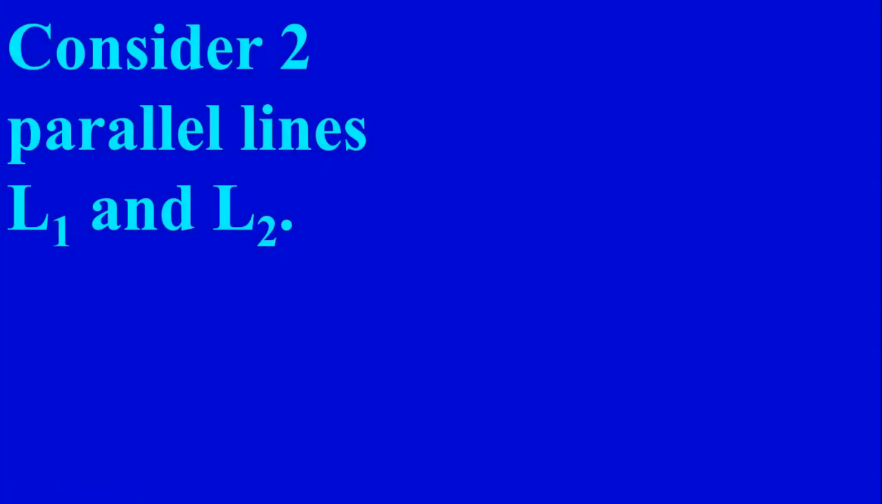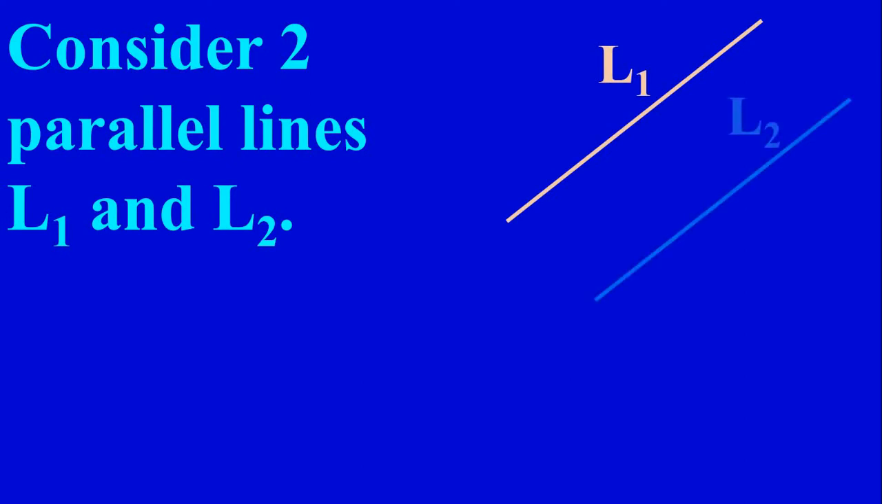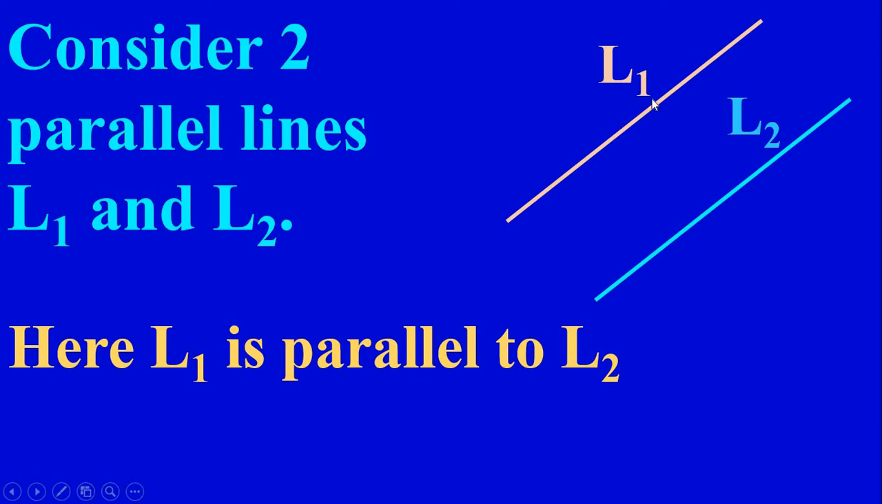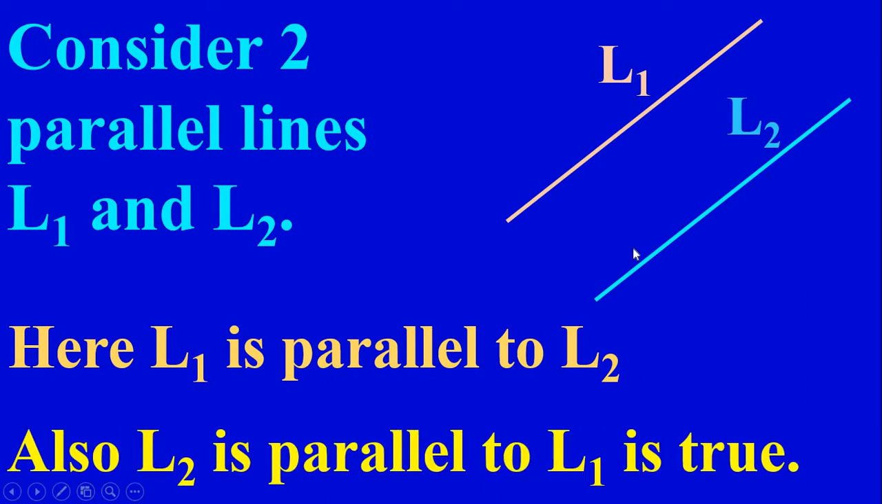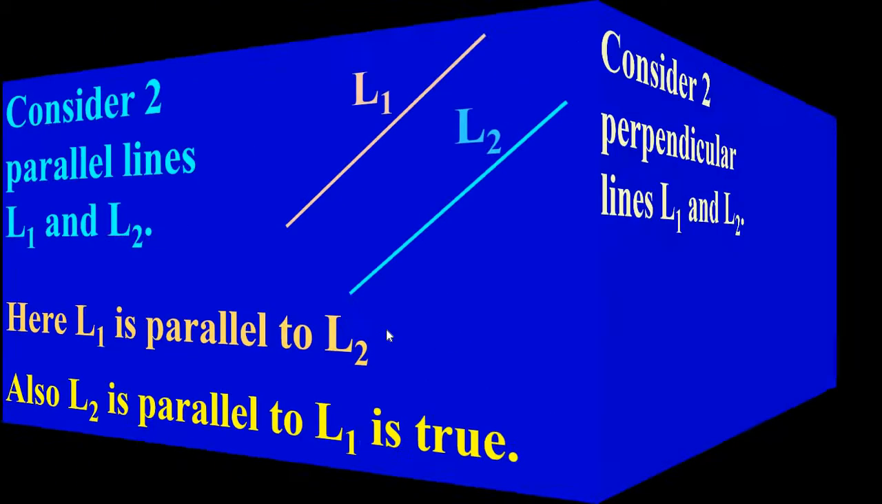So next, consider two parallel lines L1 and L2. Consider one line L1, another line L2. They are parallel. Here L1 is parallel to L2, and L2 is parallel to L1 is also true. If L1 is parallel to L2, then L2 is also parallel to L1. When we interchange these two lines, the relation holds good.